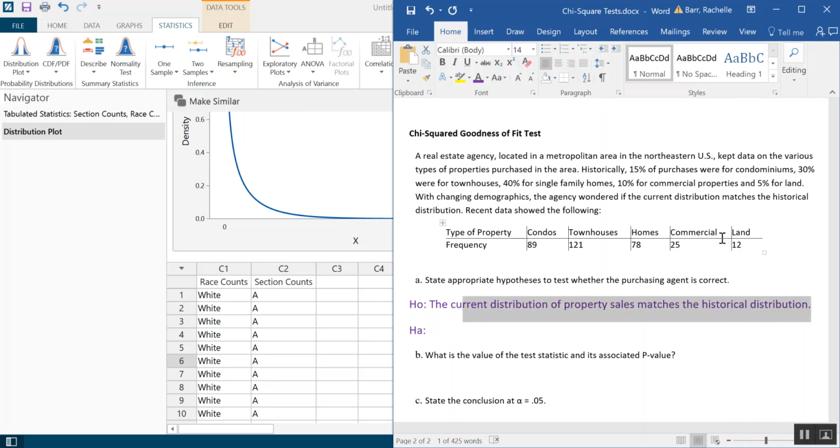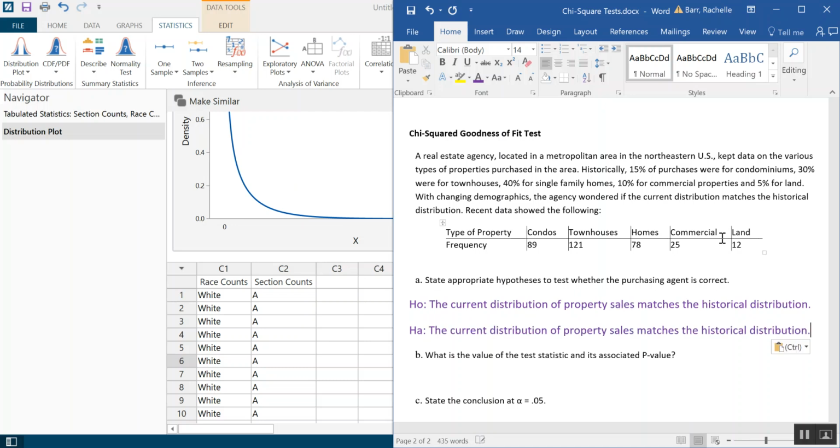It's saying they're the same. Remember, nulls are always about equality. They're about the status quo. It's about, well, I haven't seen any differences. Okay. So our alternative is that, hey, we think things have changed. So it's not that they match, but now they differ.